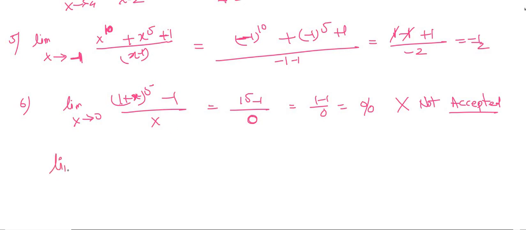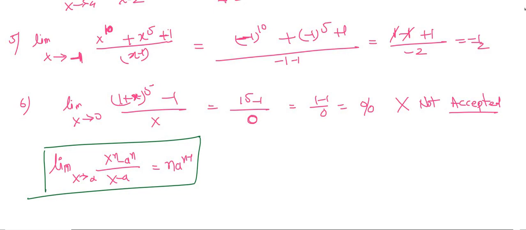The closest possible formula that I know is the limit of (x raised to power n minus a raised to power n) by (x minus a). This is the formula that seems pretty close to this. Okay? But there is some problem. It's not exactly matching. Here, instead of x there is 1 plus x. And here x is going to 0, but here it should be a.